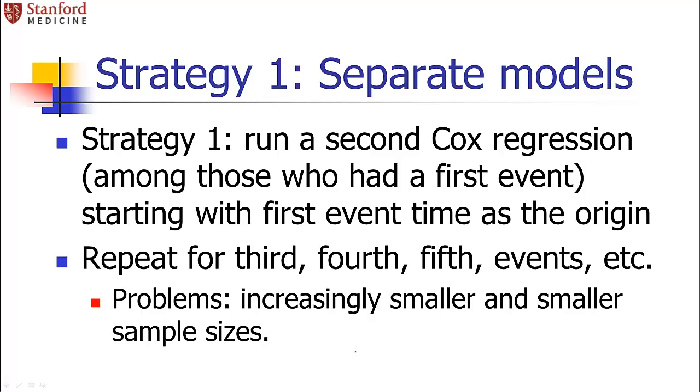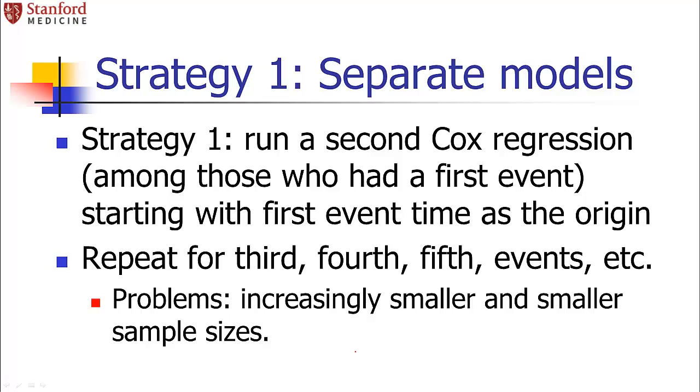Now, of course, the obvious problem with this strategy is that, first of all, you're running separate models. So you're going to get separate betas for the time to first event, time to second event, time to third event, etc. That might be legitimate if, in fact, the risk factors for having a first event differ from the risk factors for having a second event. You can imagine for something like a heart attack, perhaps the risk factors for having a first heart attack could be different from the risk factors for having a second heart attack. So it might make sense if you're dealing with something where those risk factors could be very different.